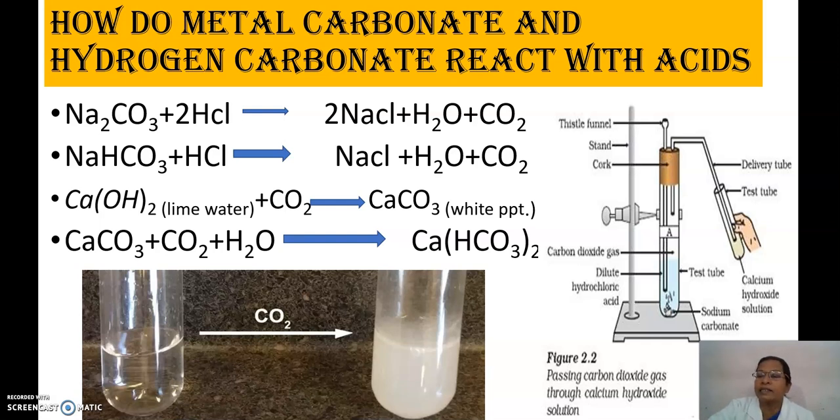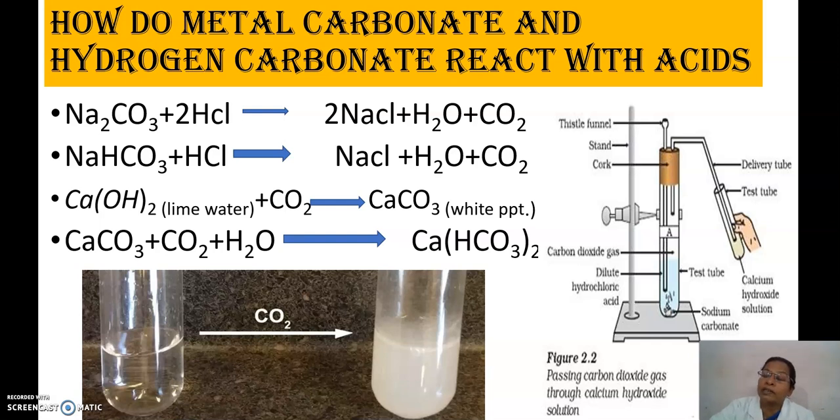See, a stand is connected to the test tube, and in the test tube we are taking sodium carbonate and acid, and the carbon dioxide formed is going through a delivery tube. You can see in the diagram, a delivery tube is fitted in the cork. So the gas formed is not escaping outside, it is going through the delivery tube, and the carbon dioxide gas is collected in a test tube which contains calcium hydroxide solution.